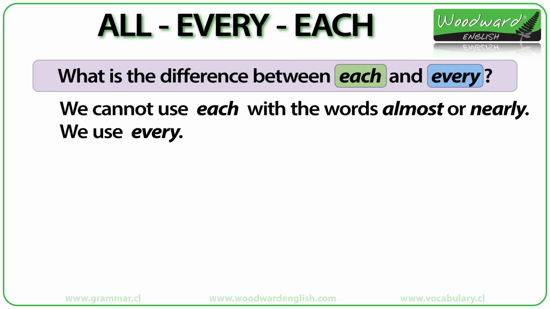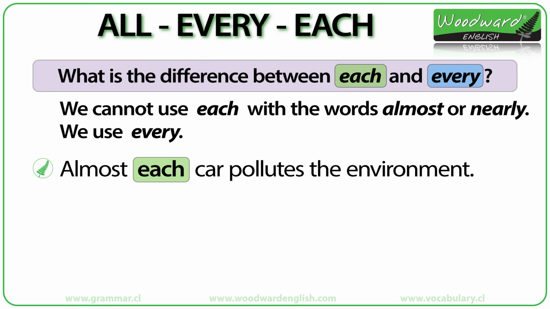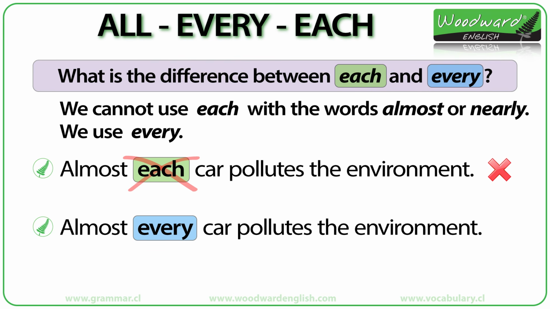We cannot use each with the words almost or nearly. Here, we use every. For example, almost each car pollutes the environment? No, this is not correct. You cannot use the word each with almost. The correct way to write this is almost every car pollutes the environment. This is correct.